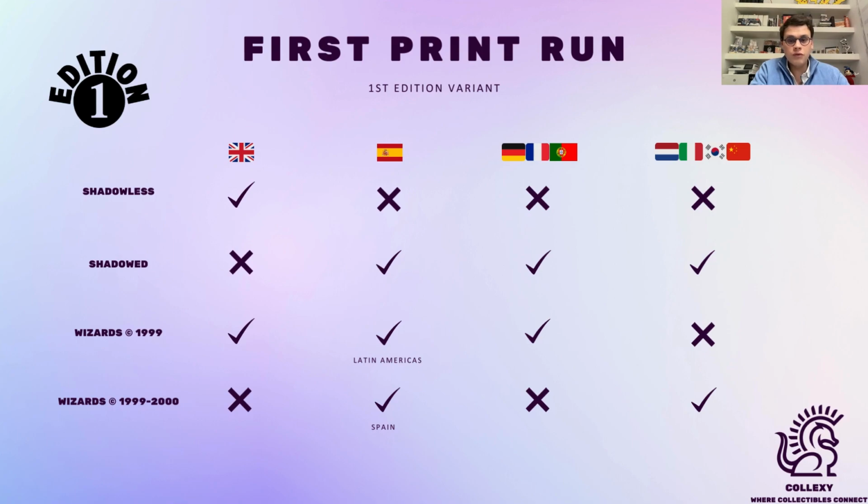For the German, French, and Portuguese cards, the first edition variant only came in the shadowed version with the Wizards of the Coast copyright of 1999. There was no Wizards of the Coast copyright year 1999 to 2000. The exact opposite was the case for the Dutch, Italian, Korean, and Chinese cards. There were no shadowless cards, there were only shadowed, but there was no Wizards of the Coast copyright year 1999. Only the copyright years 1999 to 2000 were used for these last languages.